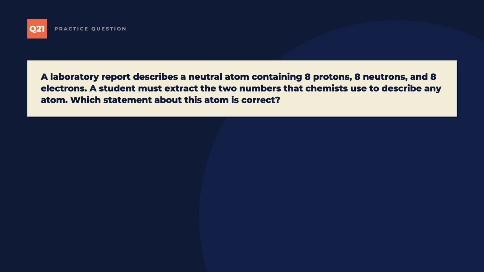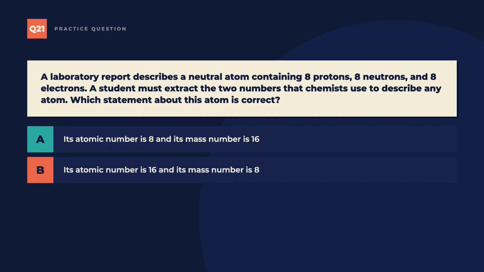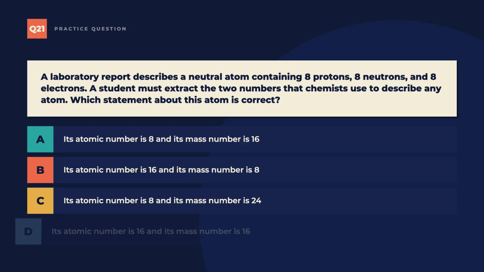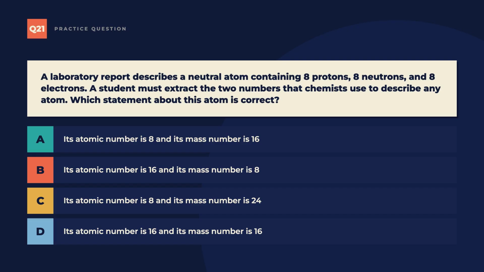Your options are A. Its atomic number is 8 and its mass number is 16. B. Its atomic number is 16 and its mass number is 8. C. Its atomic number is 8 and its mass number is 24. D. Its atomic number is 16 and its mass number is 16. Pick one. Trust your gut. Here's your chance to test yourself.